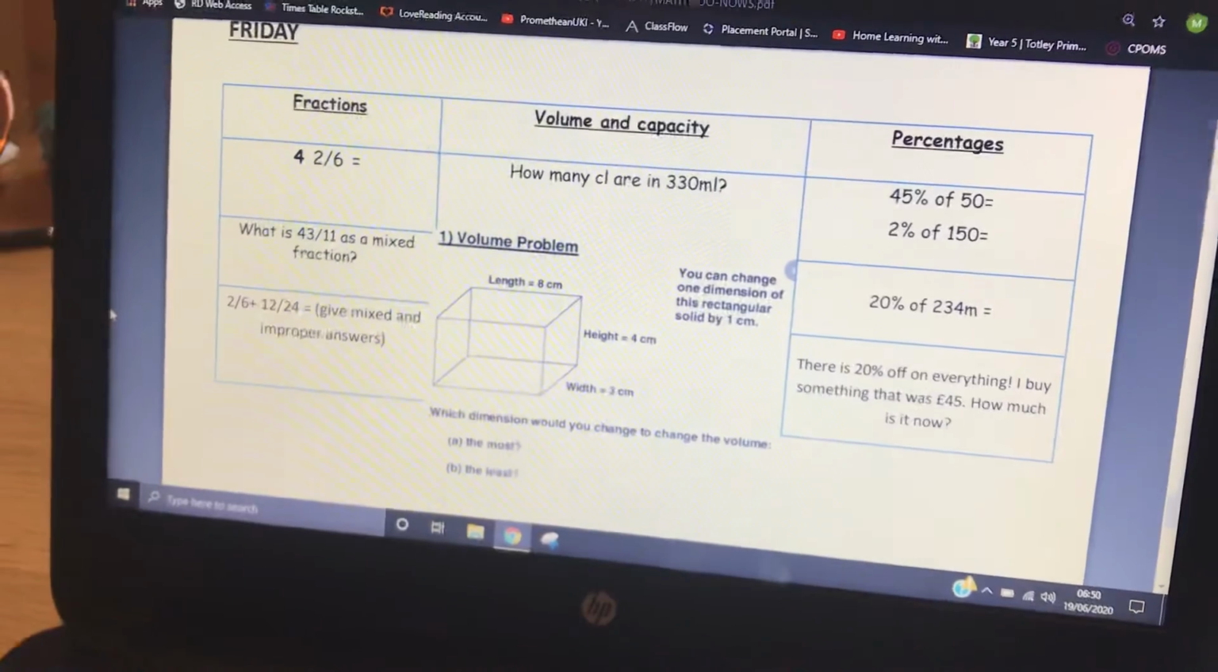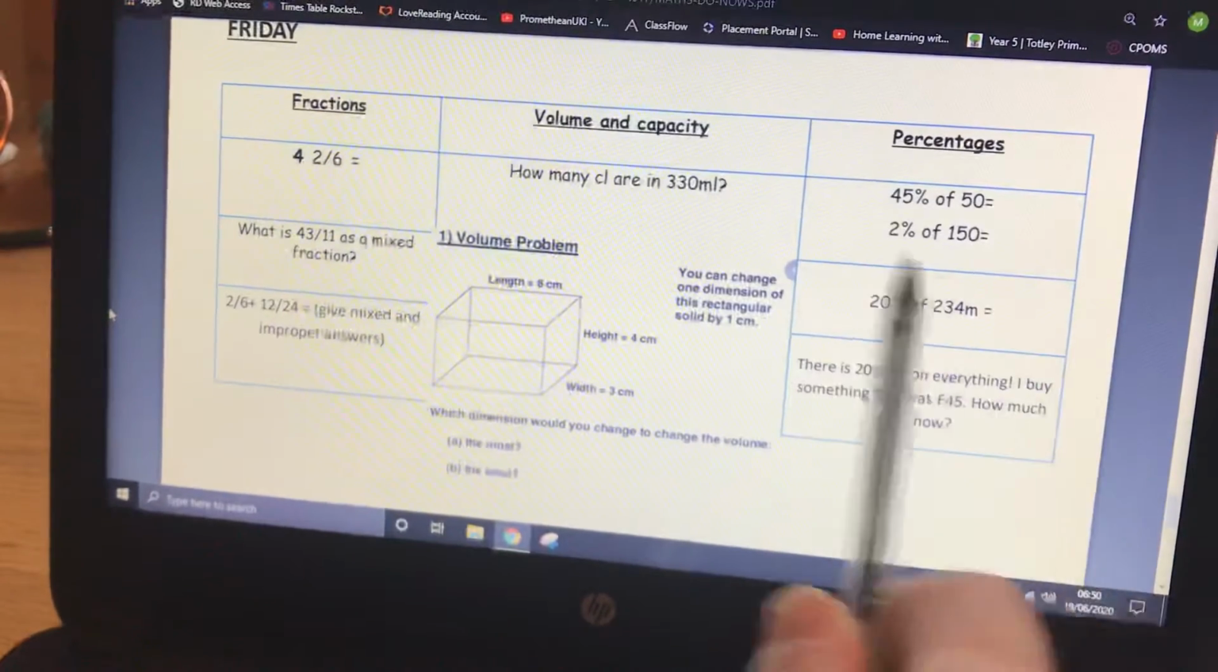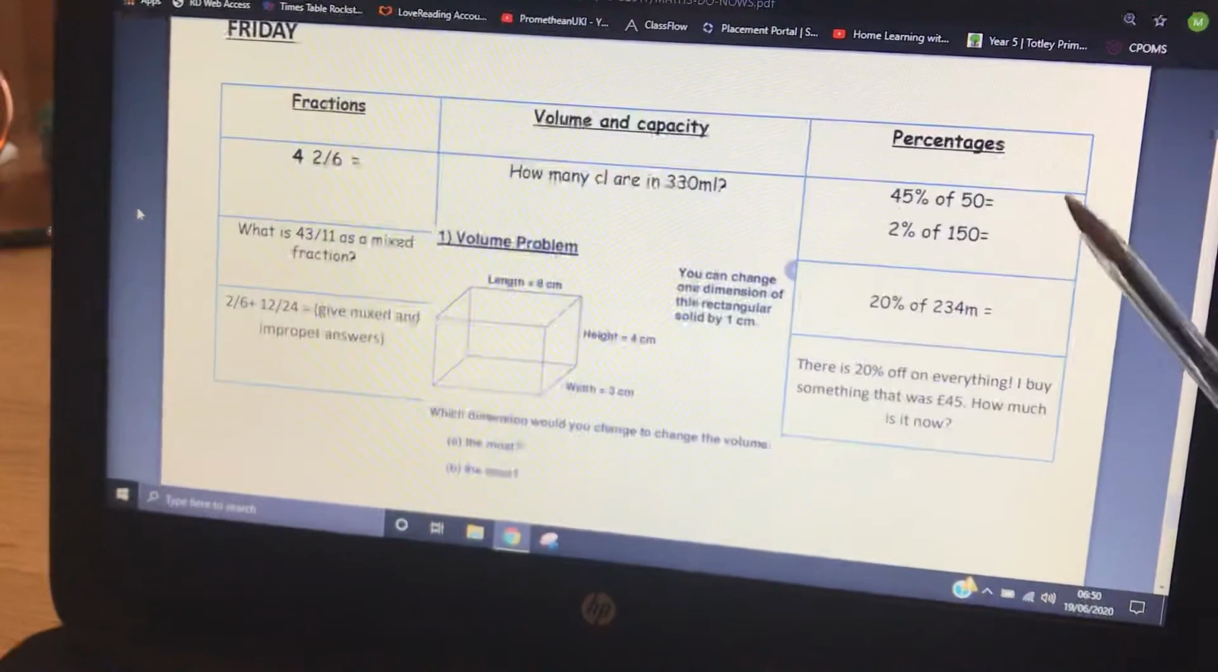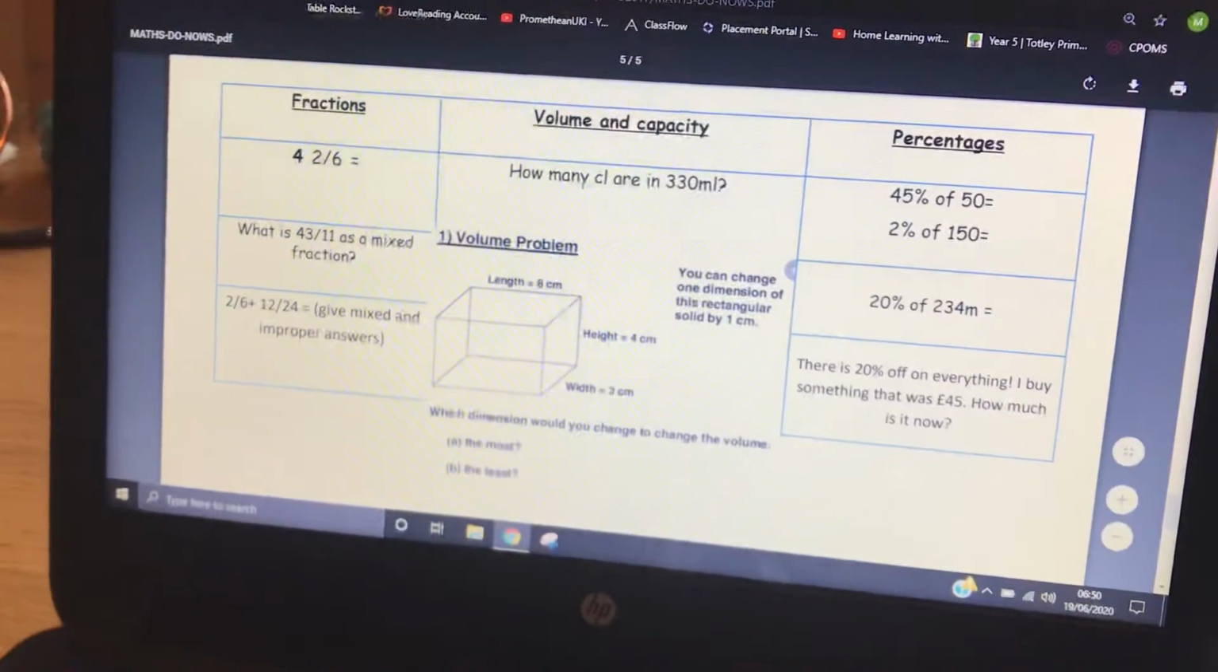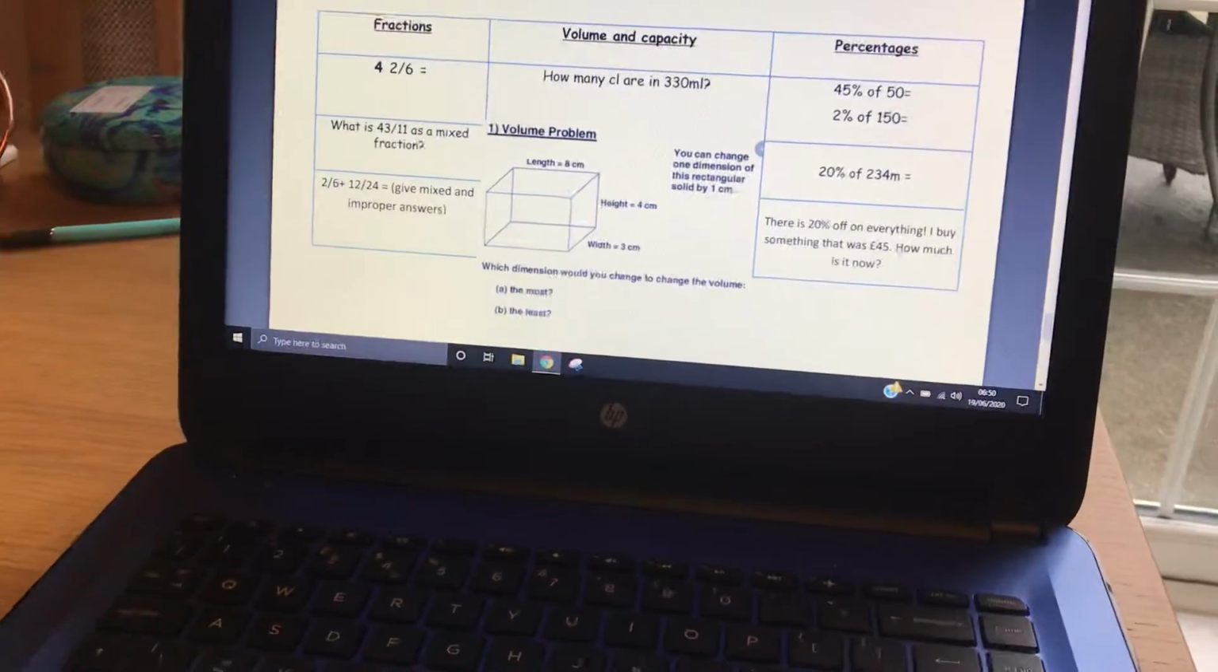First of all, apologies for the percentages. I've just realised that they're exactly the same as Thursday, so I must have forgotten to change them when I was doing them. That's my fault. So really, we're just looking at these ones today. So a little hidden treat for today. You've not got quite as many to do now.